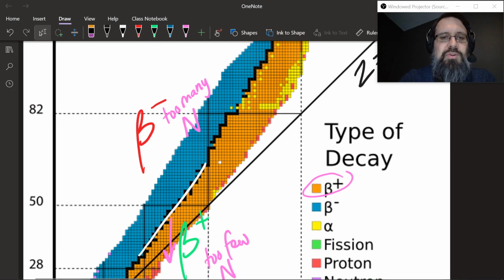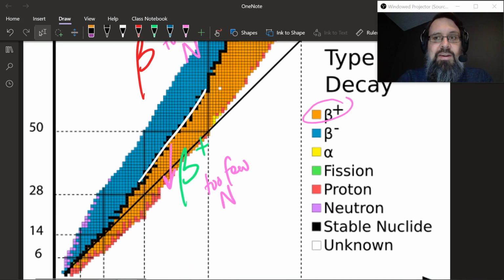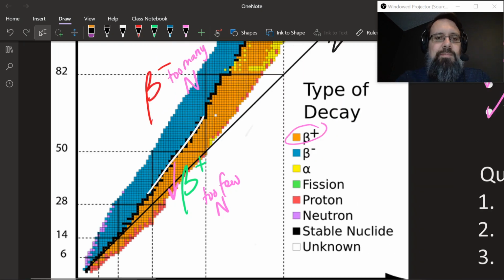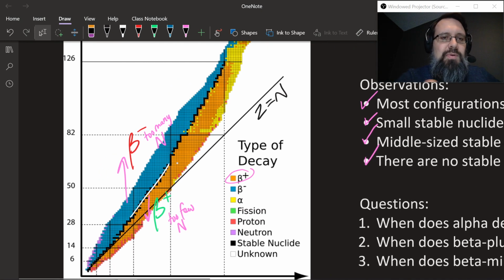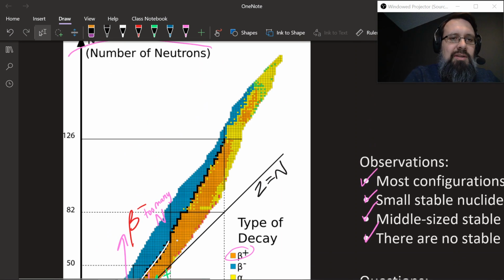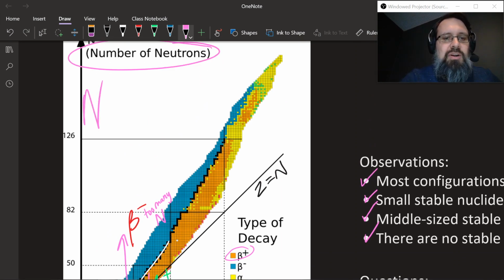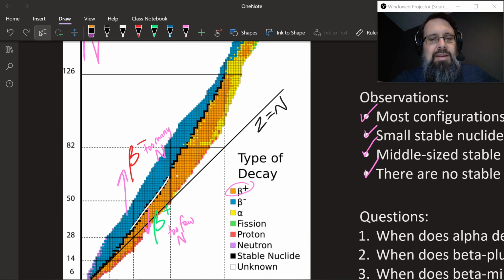If you have too many neutrons, you'll beta minus decay. And if you don't have enough neutrons, you'll beta plus decay. So beta minus, too few neutrons, beta plus, sorry, I said that backwards. Beta minus is too many neutrons, right? We're too high up on this neutron graph, the number of neutrons. And then if you're below the line, you're too low, which means you don't have enough neutrons. You have too few.